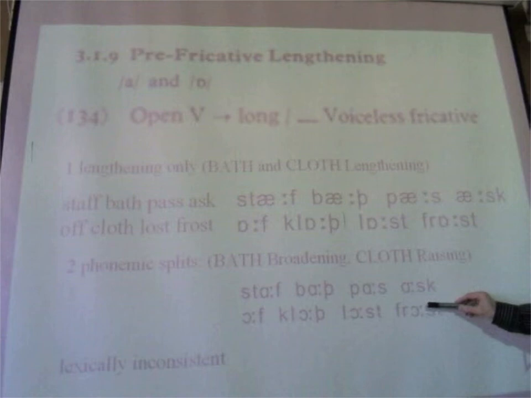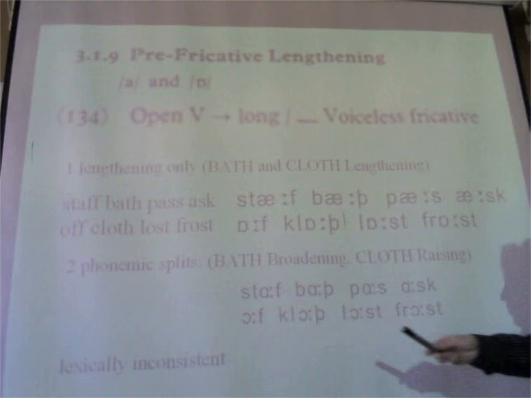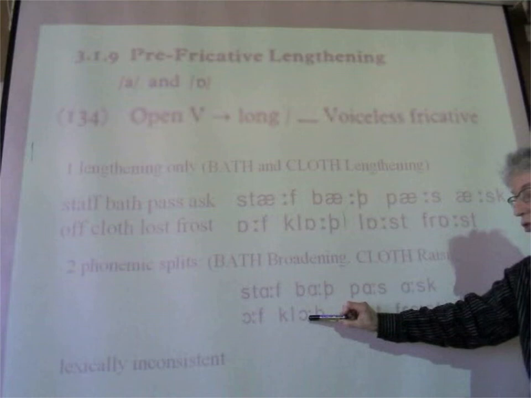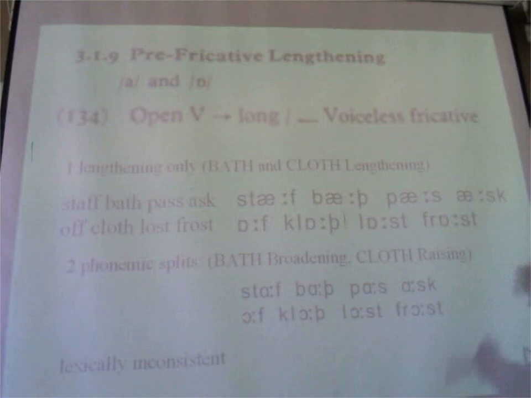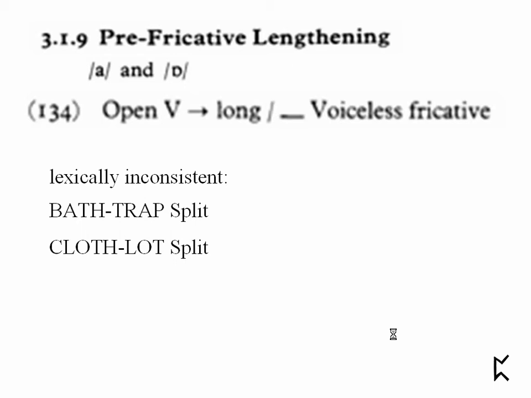But this change, cloth raising, has regressed. It's not there anymore. And now we say off, the short o, short lot vowel here, cloth, lost, and frost. Although you can see that this change does exist a little bit in America, in some places in America. So that is really what's going on there. Lexically inconsistent, you get the bath trap split and the cloth lot split. And you should think of them as being the same thing, happening at two different places on the vowel chart. At the back here, cloth lot, and trap bath here in the front.